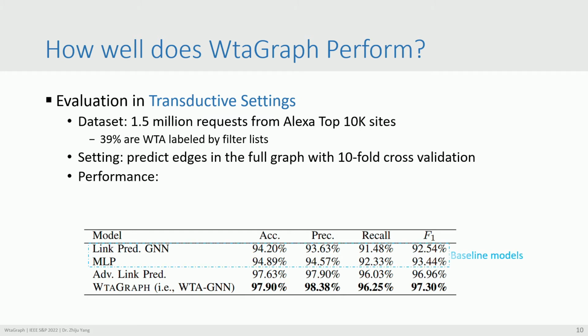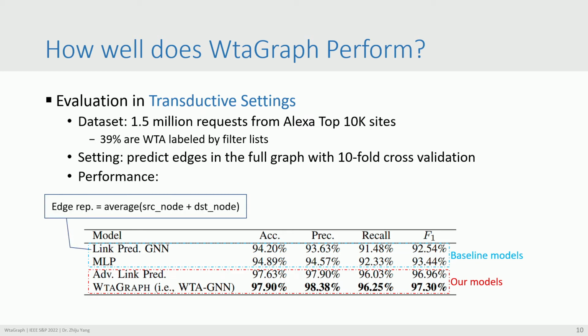Here we have 2 baseline models. Well, technically 3. So the first one is the link prediction model. This is one of our baseline models. The idea with this one is that you learn the edge representation by averaging the source node and destination node representations. So this works well with a simple graph, but recall here we have a multi-graph. So as you can see from these numbers, it doesn't perform that well.